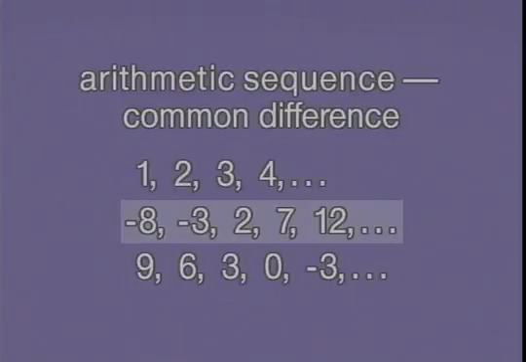Now, let's go back and investigate the same sequence, the -8, -3, 2, 7, 12 sequence, using subtraction. If I wanted to find the common difference by using subtraction, I could say -3 minus a -8. Subtracting a -8 is the same as adding a +8. -3 plus 8 is 5. So either way, we get the common difference of 5.